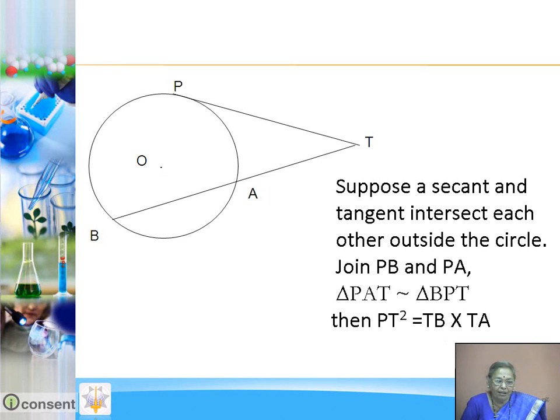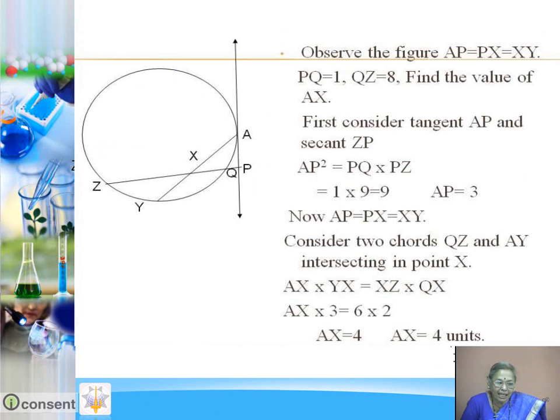Now observe this figure. In this figure, two chords intersect each other. There is a tangent at A. Now you have to see the figure properly. What is given? AP is equal to PX is equal to XY. PQ is equal to 1. QZ is equal to 8. Find the value of AX.